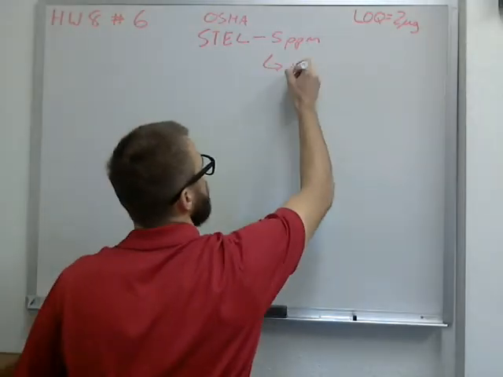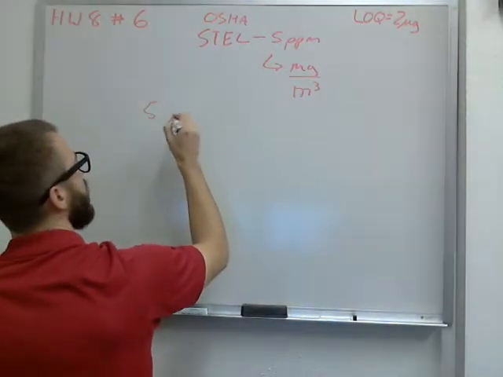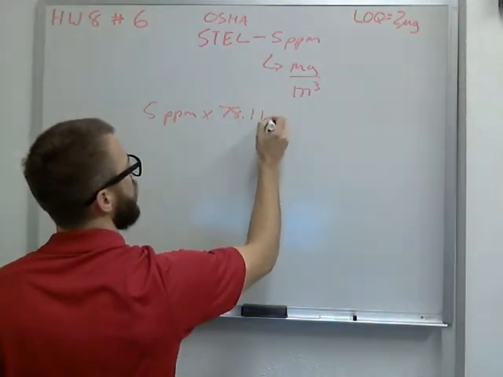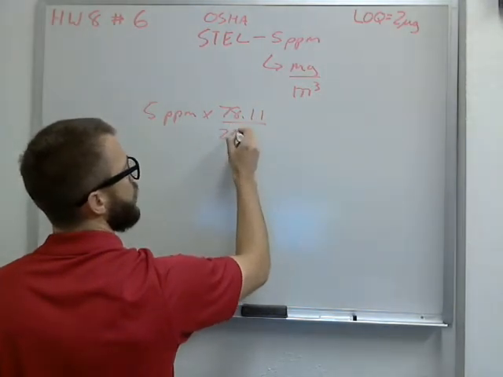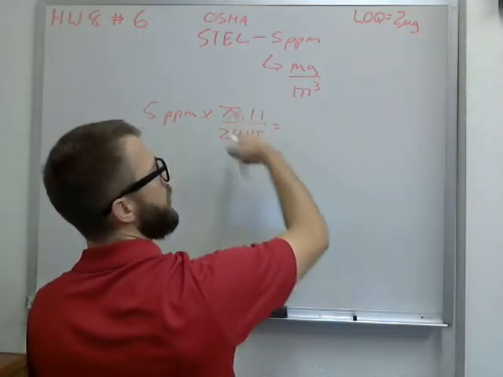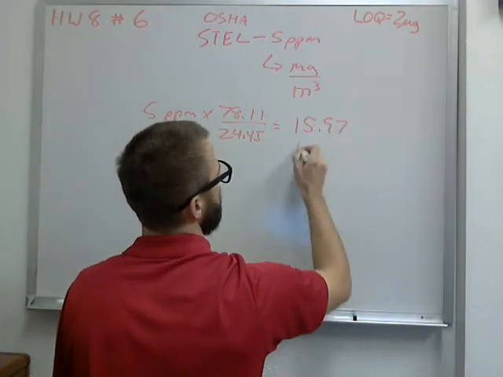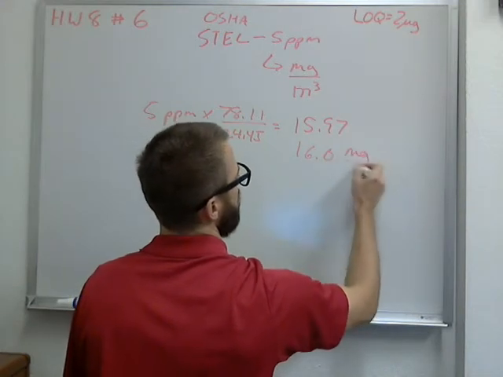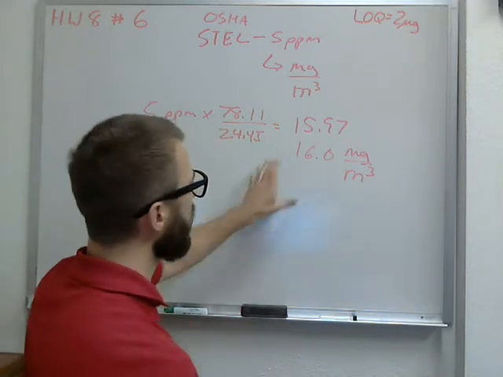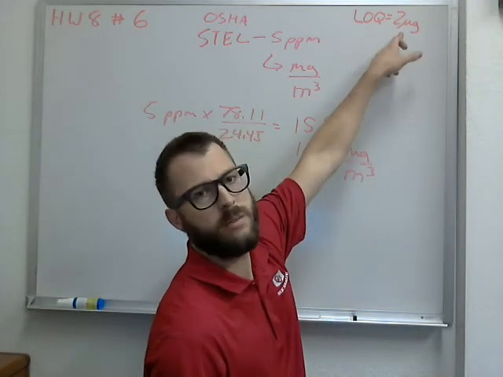So we want to convert this to milligrams per cubic meter. So how are we going to do that? We've done this about 1,000 times. 5 ppm times the molecular weight, which is 78.11, divided by the molar volume, 24.45. So this is a ratio of 3.19, and so this should come out to around 15.97 or 16.0 milligrams per cubic meter.